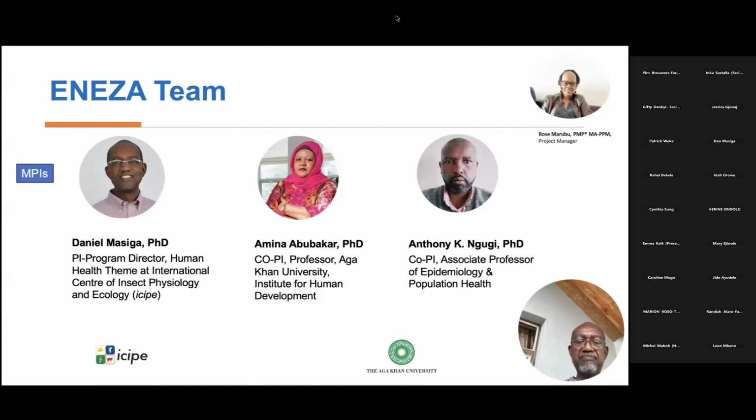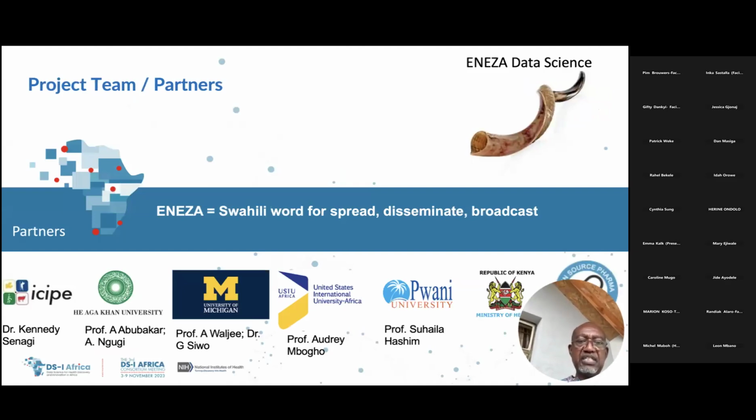ENESA is primarily a collaboration between ICIPE, where I am based, and my colleagues, Professors Amina Abubakar and Anthony Ngugi at Aga Khan University in Nairobi. And in our secretariat, we have Rose Marubu, who is a project manager. And ENESA also incorporates other institutions, which are listed here, including University of Michigan, United States International University, USIU in Nairobi, Pwani University, the Ministry of Health, and we also collaborate with the Open Source Pharma Foundation in India.